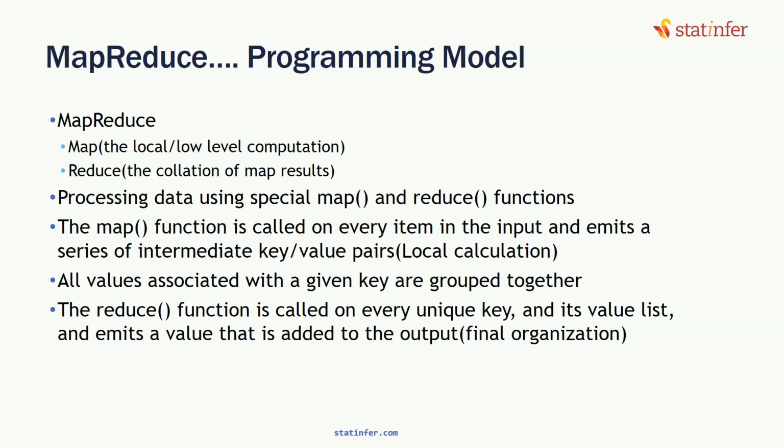So we process the data using special map and reduce functions. The map function is run on each and every input. Simply, we calculate map on each and every input, and that gives some intermediate value. That is, map is nothing but the local calculation. Then the reduce function is called on the intermediate values, and reduce calculates the final value, or the final result.